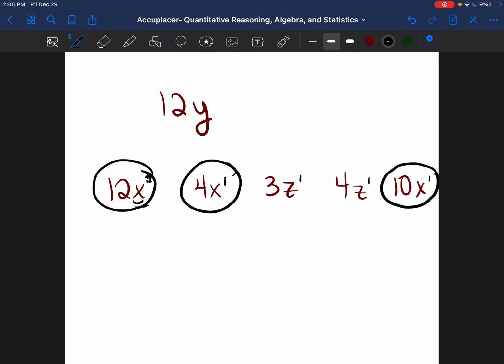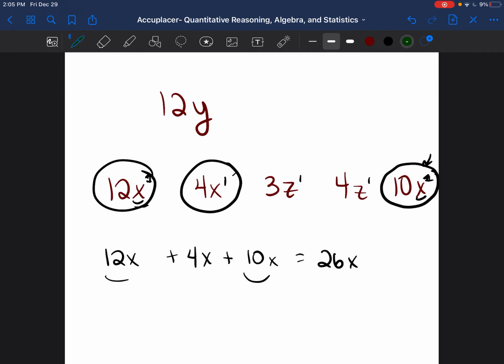But also 10x to the 1 is also a like term. Same variable, x to the power of 1. So if they told me to combine like terms, that just means add 12x plus 4x plus 10x. So it would be 10 plus 12, which is 22. 22 plus 4 is 26x. I just combined all the like terms, meaning I combined all the x's to the power of 1, all the terms that had that, I was able to add them together.